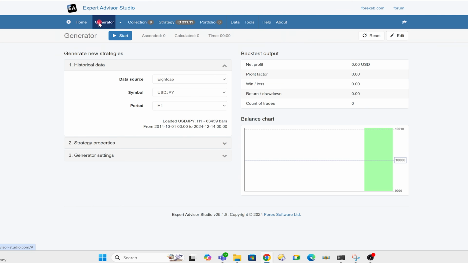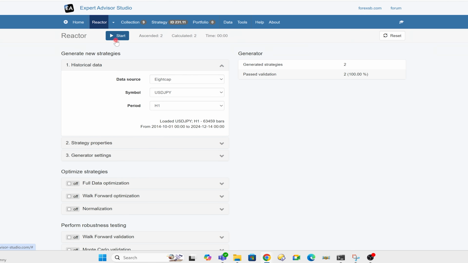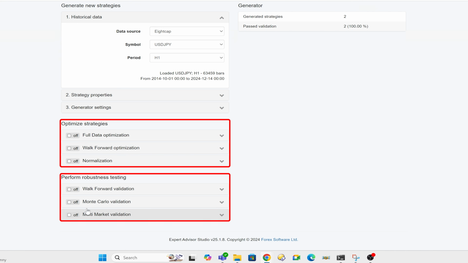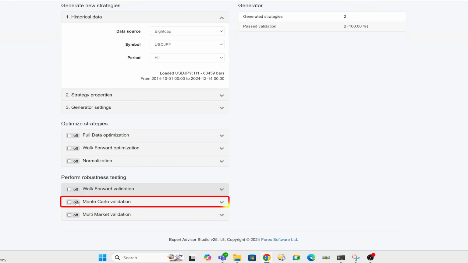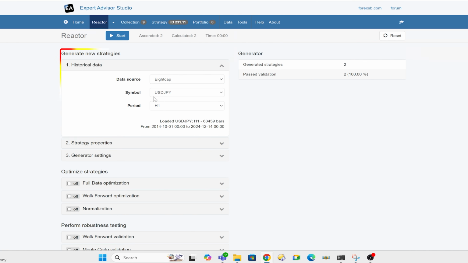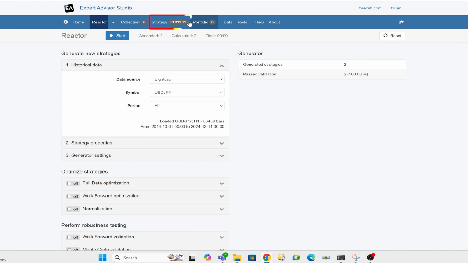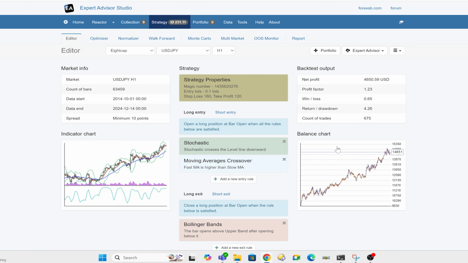So just to go back one step further, I've actually used the Reactor, which is the generator combined with some inbuilt robustness testing. Okay, so you're able to apply the Monte Carlo or the multi-market and have it generate and then test for you, so I don't need to do that part manually. Then I get to come back after the computer's worked for 4 days and have a look and do my final checks and selection. So that's how we arrive at this, as I've said.